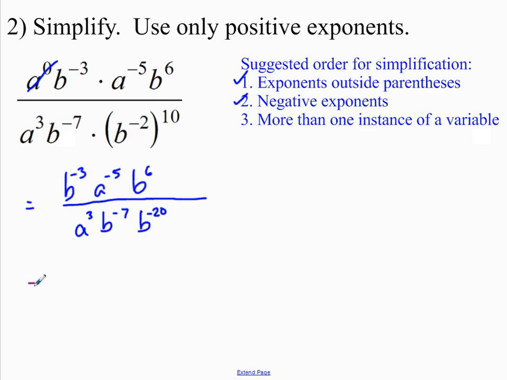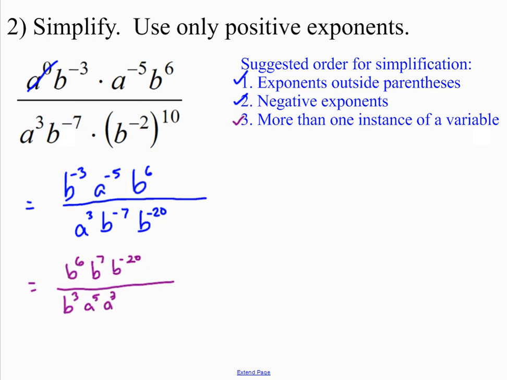We're going to take any negative exponent, bring it to the other side of the fraction. So this b to the negative third goes down to the denominator, positive exponent. A to the negative fifth, other side of the fraction, positive exponent. B to the sixth stays put. It's a positive exponent already. A cubed stays in the denominator. It's a positive exponent. B to the negative 7, however, comes up to the numerator because it's a negative exponent. It becomes positive. And same with b to the negative 20. Done.